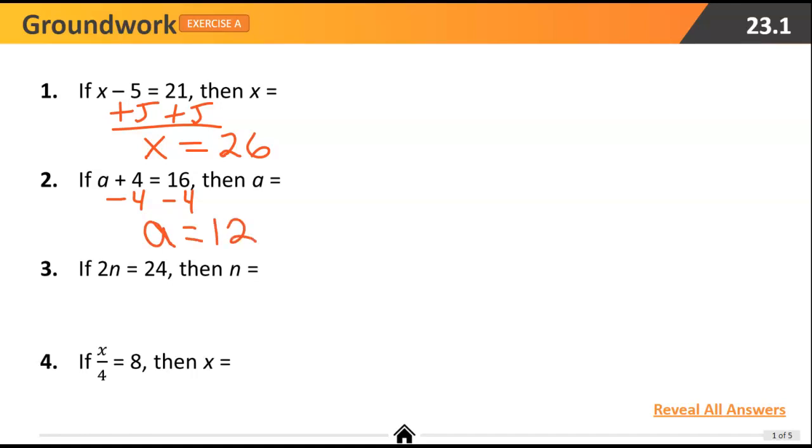If it's 2 times n, we do the opposite operation. So we're going to divide by 2, and n is equal to 12. And then finally, if it's divided by 4, we're going to multiply by 4. We're going to do the opposite. So that's times 4. And so 8 times 4 is 32. So x is equal to 32.